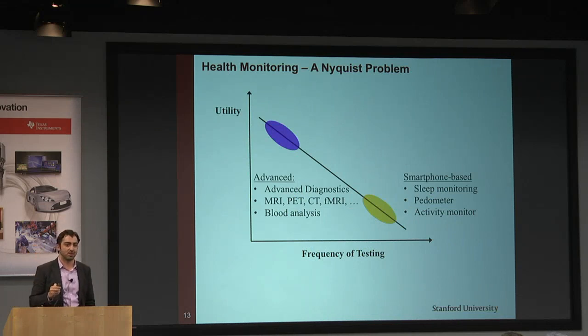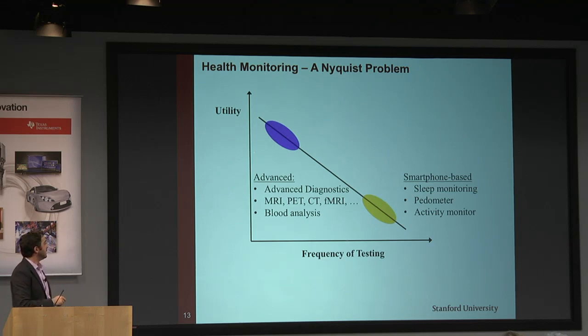bit of a problem. So if I wanted to summarize everything to one slide, I would summarize in the following way. I can have the y-axis, you're looking at utility, so how advanced is the parameter I'm trying to measure, and the x-axis could be frequency of testing.